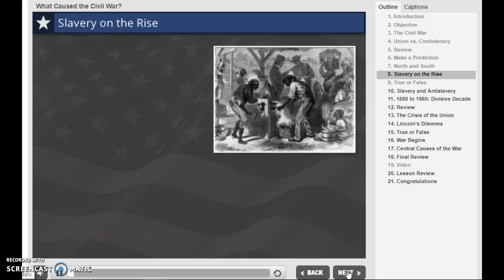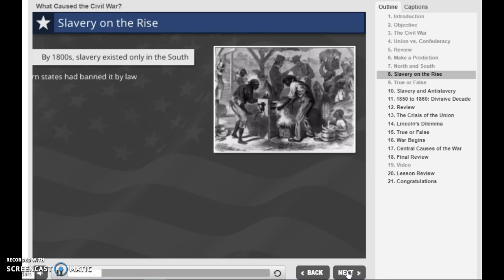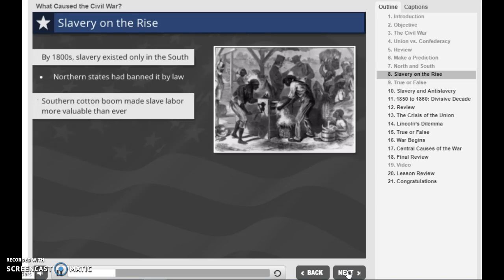Slavery had originally been legal in the entire United States, although it had always been rarer in the North. But by the 1800s, the practice was legal only in the southern states. Northern states had banned it by law. Cotton was a southern crop, and the cotton boom of the early 19th century made slave labor more valuable than ever to the South's economy.